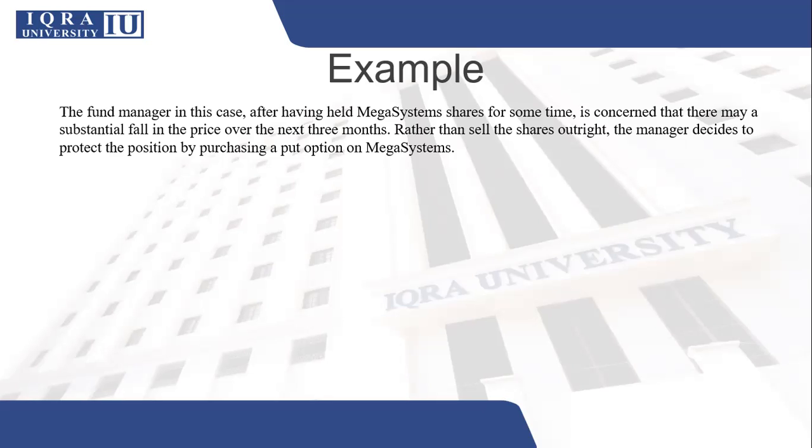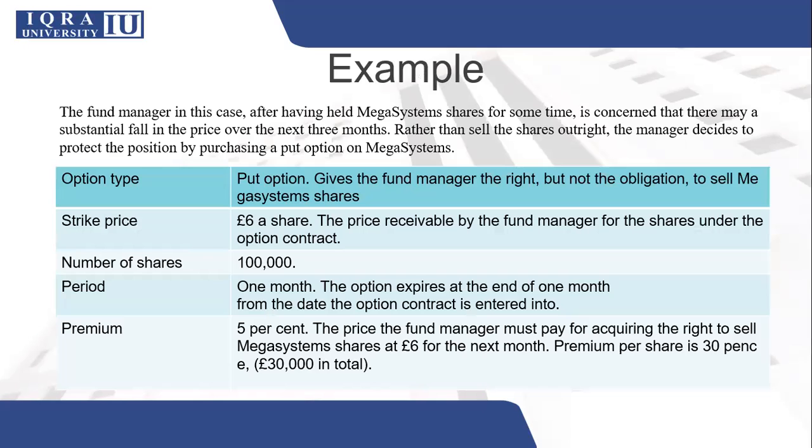So he is expecting that the price at which he is going to go into the put option contract is going to be higher than the spot price later on. The option type is a put option, which means that it gives the fund manager the right, but not the obligation, to sell Mega System shares. The strike price in this case is going to be £6, the price receivable by the fund manager for the shares under the option contract.